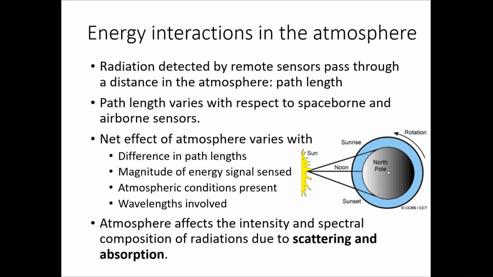Then the last one is the wavelengths involved. The atmosphere affects the intensity and spectral composition of the radiation, as I mentioned earlier, due to two major mechanisms called scattering and absorption. Here in this figure you can see how the path length varies during sunrise, sunset and noon. During the sunrise the path length is high, during the sunset the path length is high, and during the noon the path length is less, right? Can you see this? So how this affects, let us see.